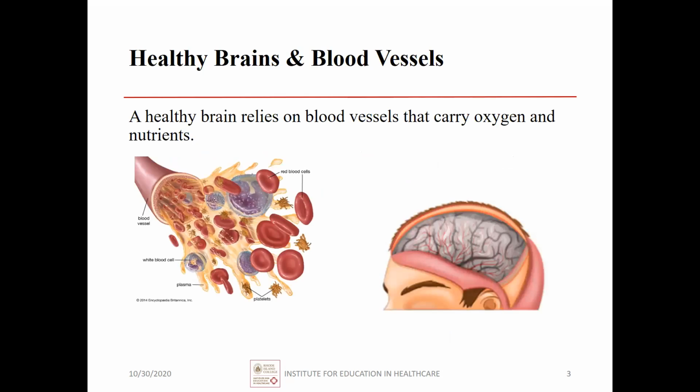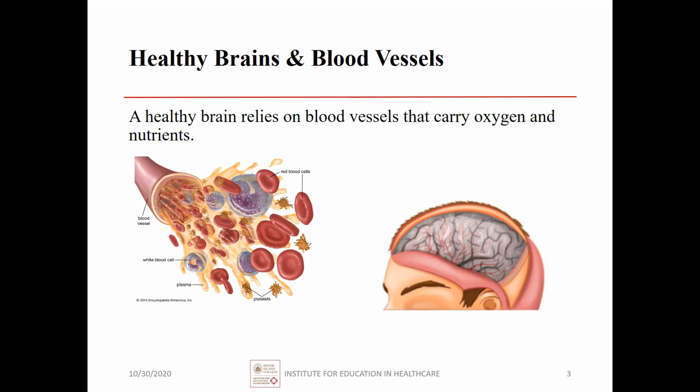So a healthy brain relies on blood vessels that carry oxygen and nutrients to all parts of the brain. If you think about blood vessels as a river flowing through the body, the blood vessels carry the blood that has a lot of different components in it. One of the components is oxygen, another one is nutrients. And those components help all of the organs and all of the tissue in the whole body to function effectively. And the brain needs oxygen, needs nutrients just as much as any of the other organs in the body.